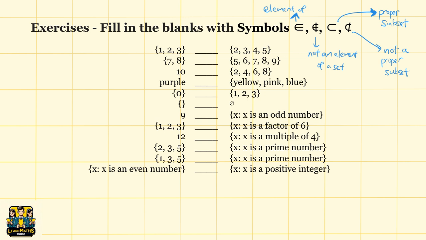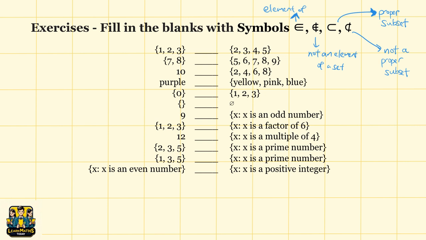For every question, first you can look at the left side of the equation and see whether it is a set or an element. If it's an element, then you can only show it with either the element of symbol or the not an element symbol. If the left side is a set, then you can show it with either the symbol representing proper subset or the symbol representing not a proper subset.